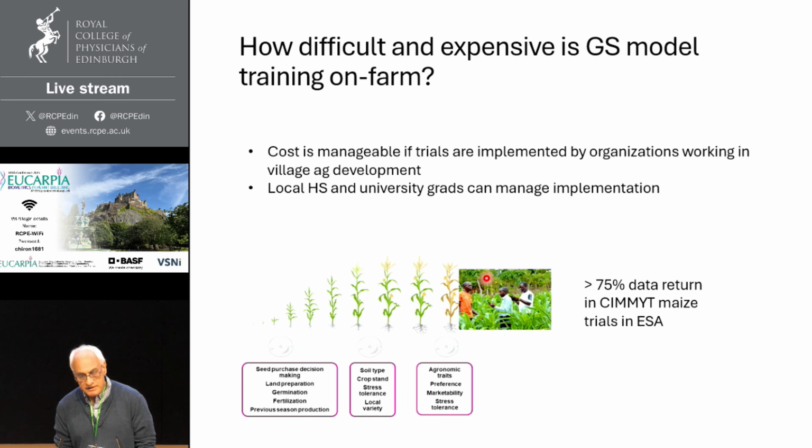How difficult and expensive is it to do this type of testing on farm? It's a serious undertaking, but it's something that programs need, and there's a pretty steep learning curve, but it's manageable if the trials are not implemented by CGIAR breeders. They have to be implemented by organizations that are working in villages on agricultural development in some way.